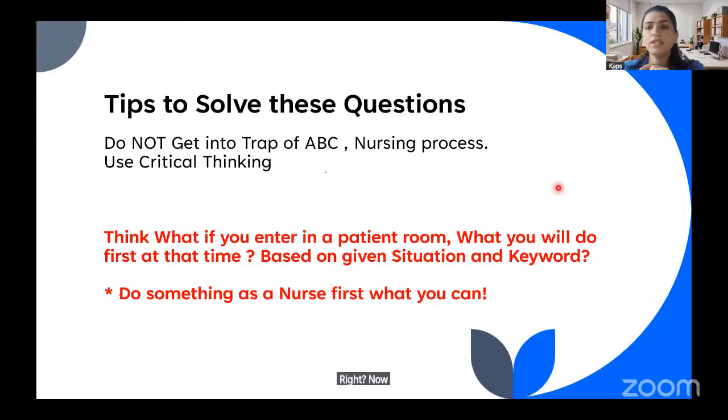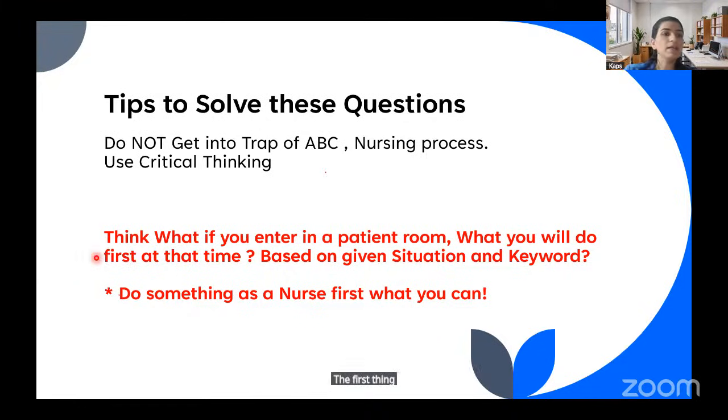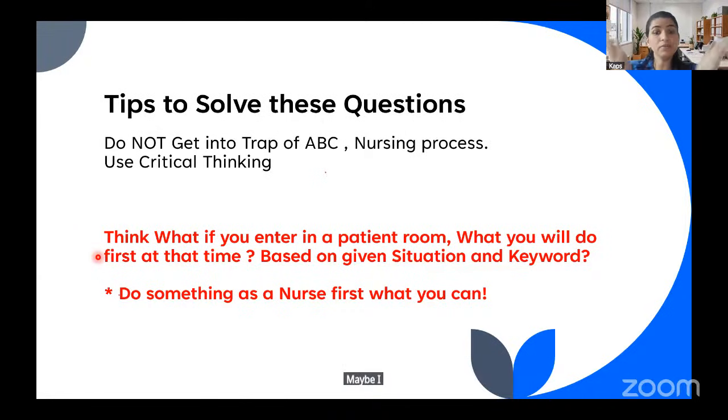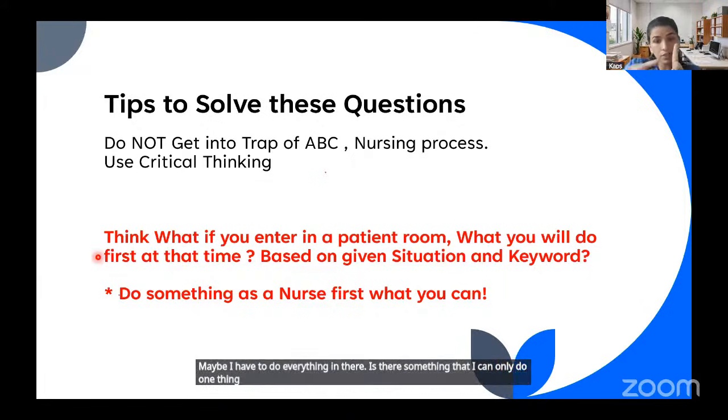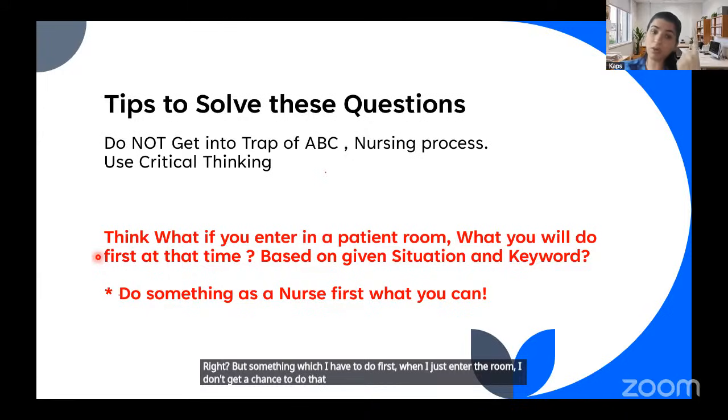Now, another tip which I want to give you, because I apply it when I do the questions. The first thing I apply is, when you enter the patient room, imagine that scenario. What if I enter this room and maybe I have to do everything in there? Is there something I can only do one thing first when I just enter the room, because I don't get a chance to go back again? Something I have to do first when I enter the room.